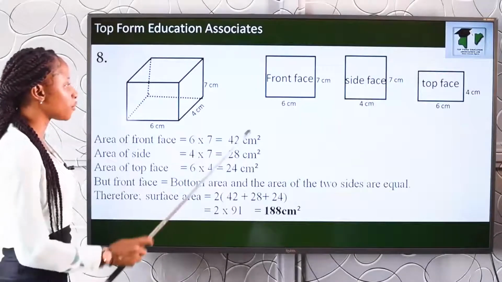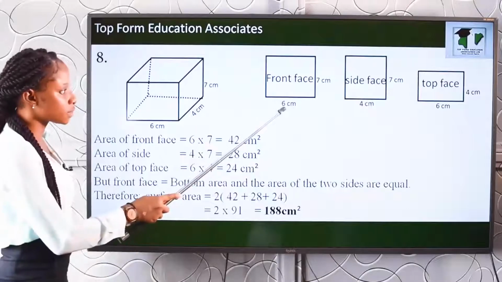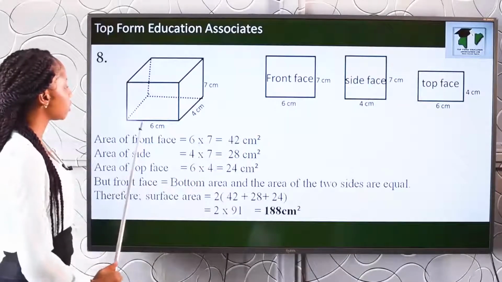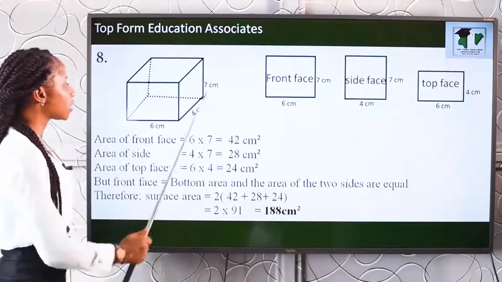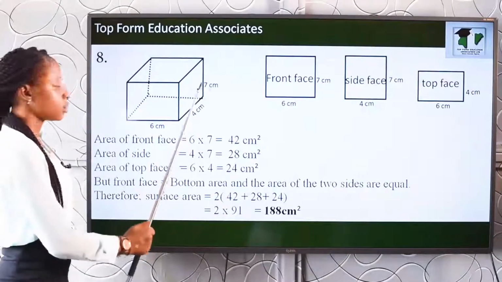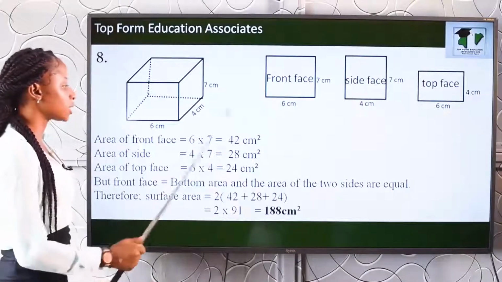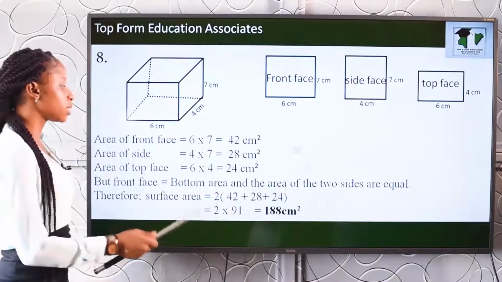Now, the area of the front face will be 6 times 7. This is the front face. You can see the base here, and you can see the height here. So, to look for the area of the front face, we'll multiply the base times the height, 6 times 7, and we have 42 centimeters squared.